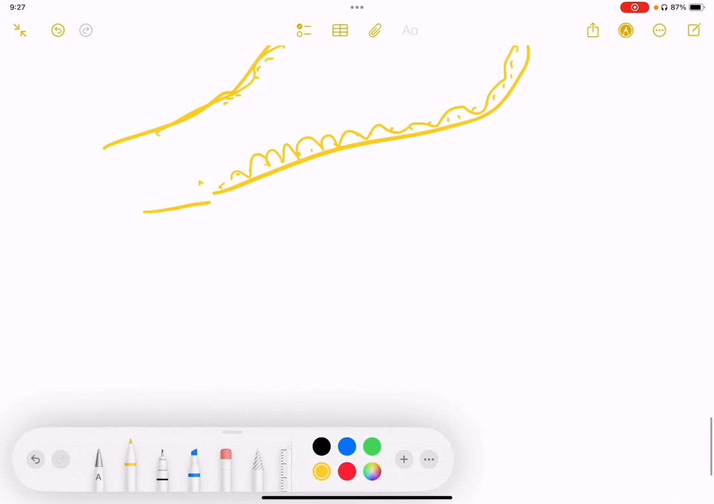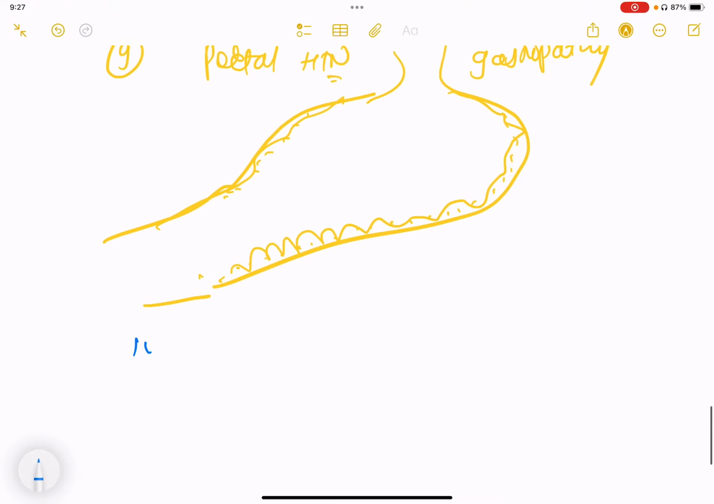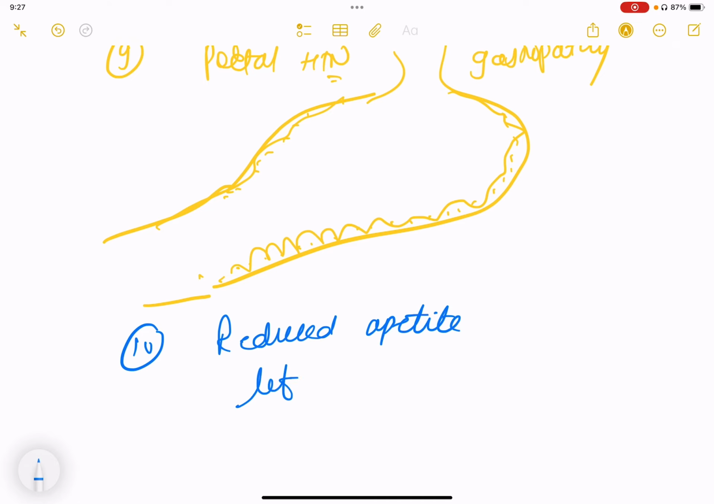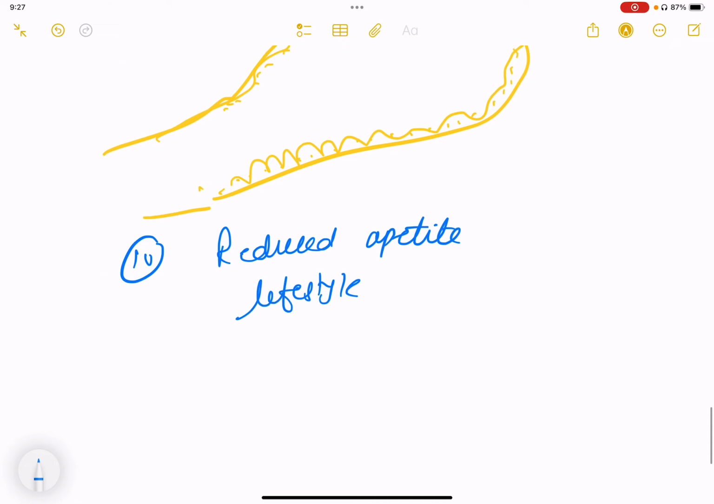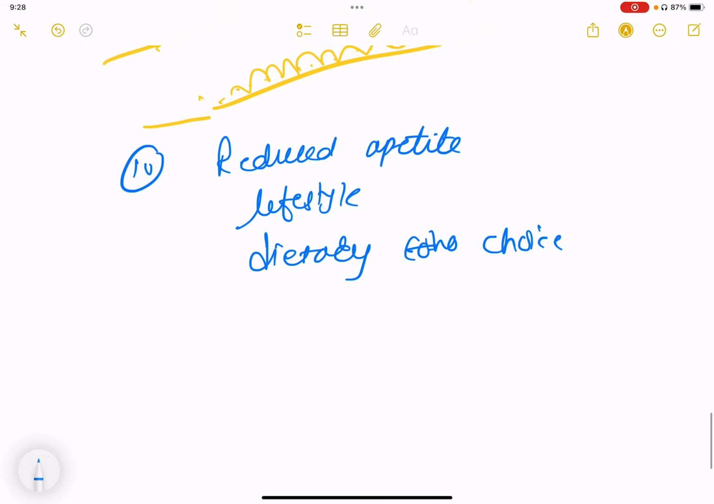Other reasons are that such CLD patients tend to have markedly reduced appetite. They tend to have poor lifestyle. They tend to have poor dietary choices. These things also tend to reduce hemoglobin production and iron production, and contribute to the anemia.